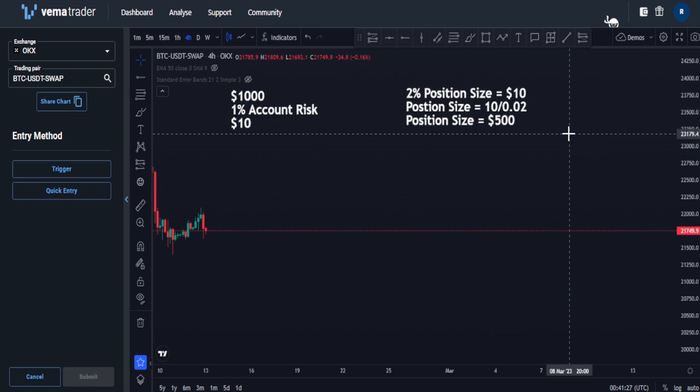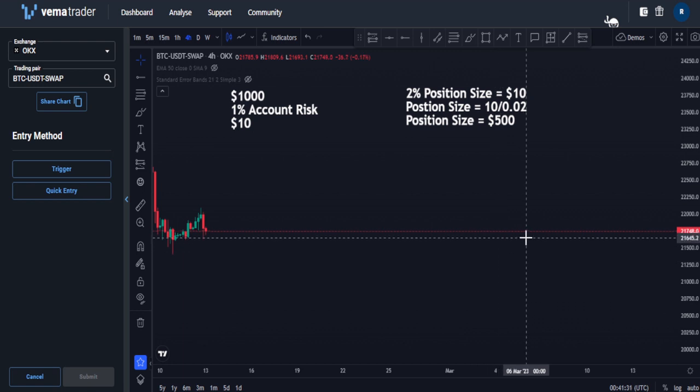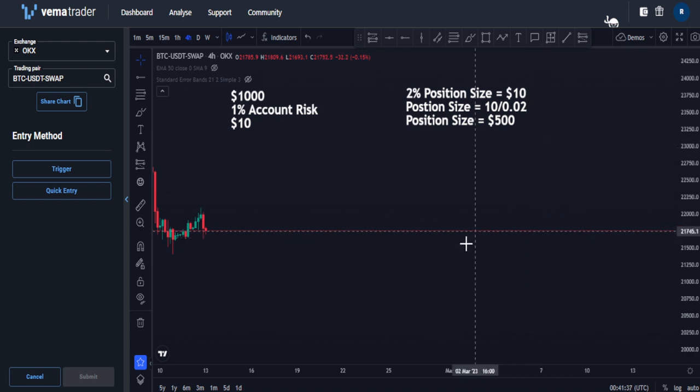And that is the key, right? Position size is the absolute key here. So to give you guys an example of why slippage is the same, regardless of leverage for the same position size, I've drawn up a little example.